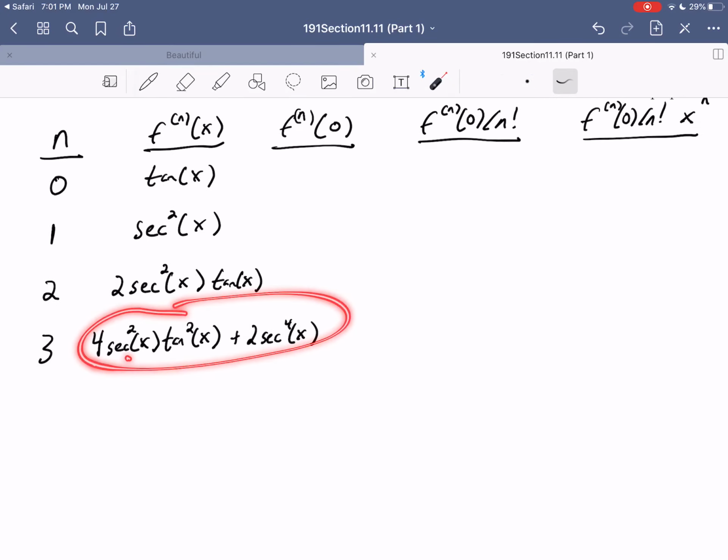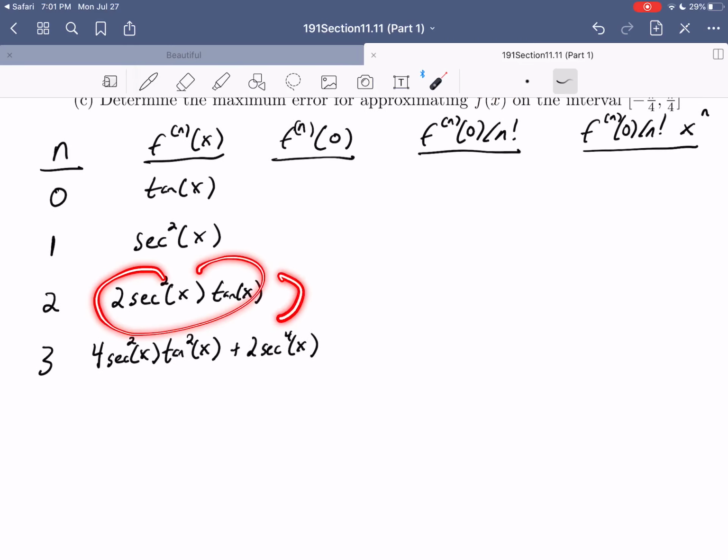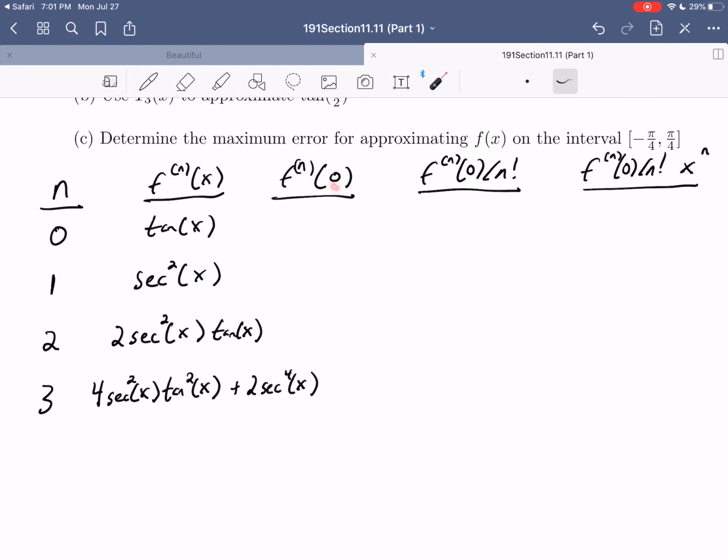Okay, so there we go. 4 secant squared tangent squared, plus 2 secant to the 4th. If you're a little unsure of how we went from here to here, just write it out separately, take a little bit more space to do it, and you can confirm that this does give you this as its derivative. Okay, now let's plug in 0.